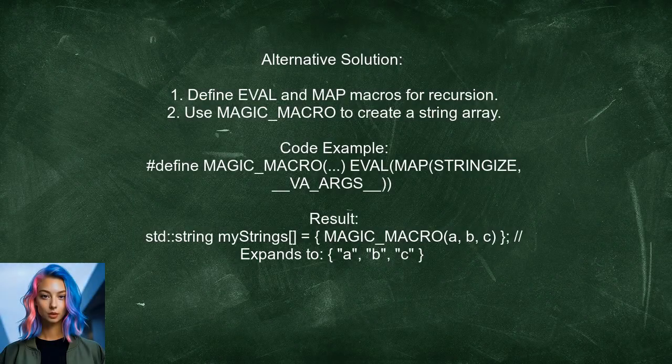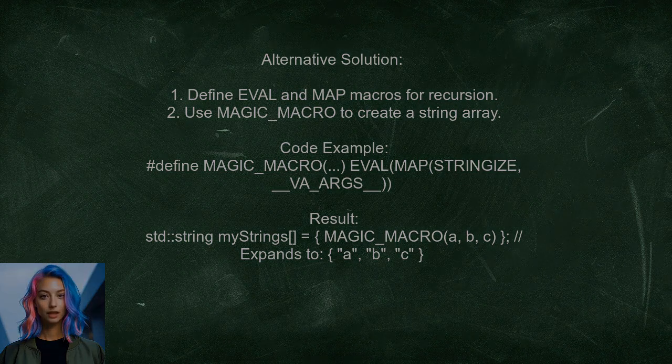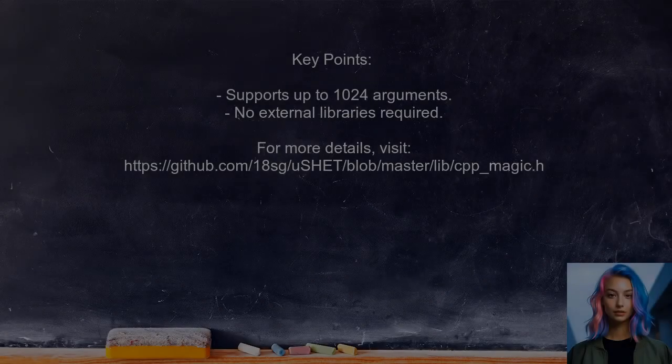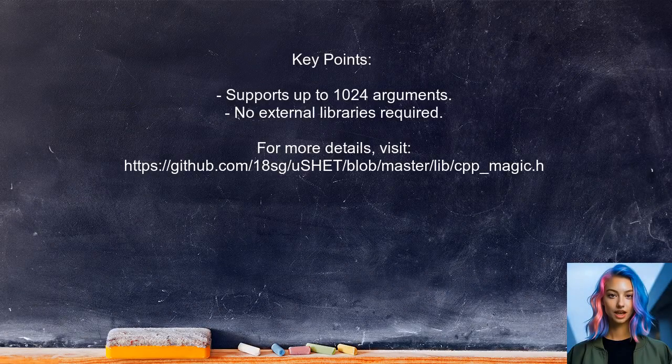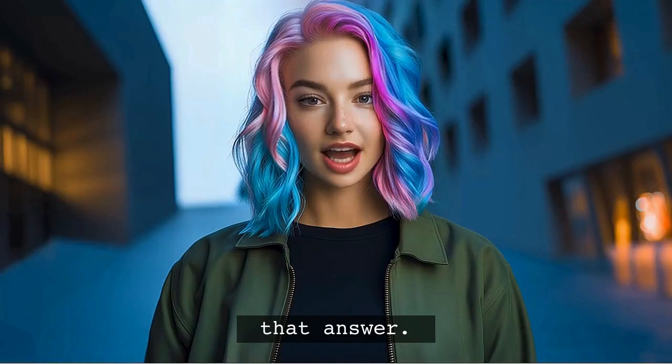An alternative solution provided by another user involves using macros to create a string array. They define two main macros, EVAL and MAP, to handle recursion and process each argument. The magic macro is defined to expand the arguments into a string array format. This approach allows for up to 1,024 arguments without additional libraries. The user also provides a link to a repository for further exploration of these macros. That wraps up that answer. Let's move on to another one.